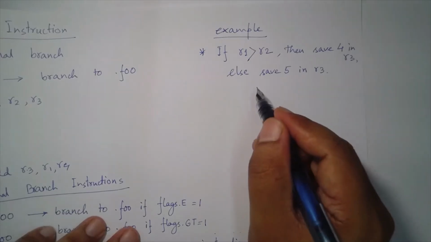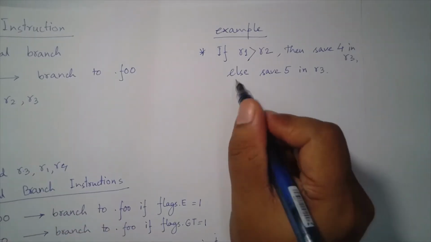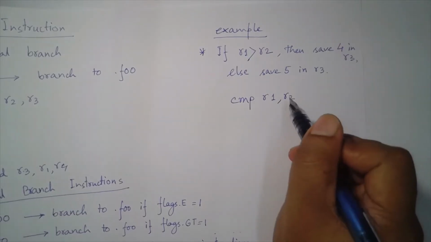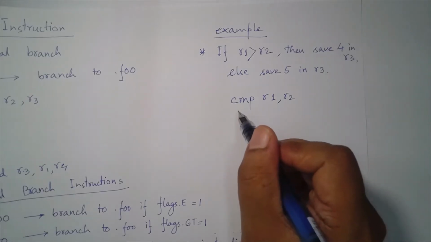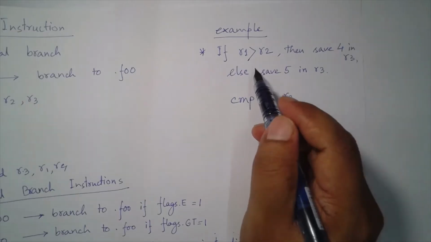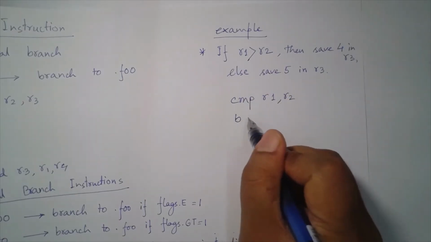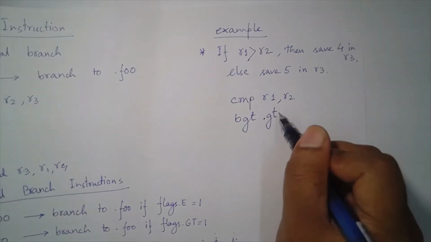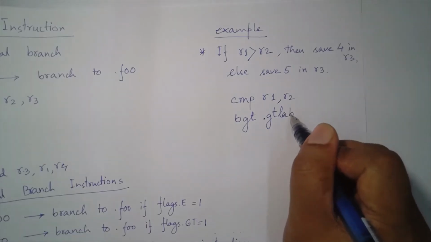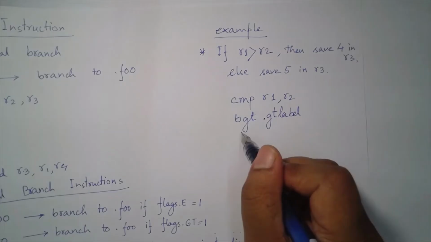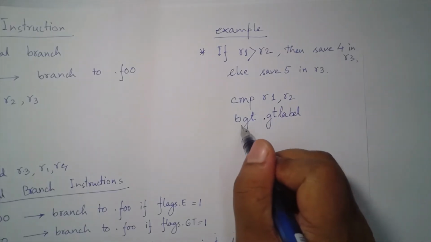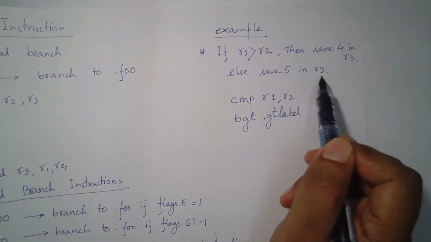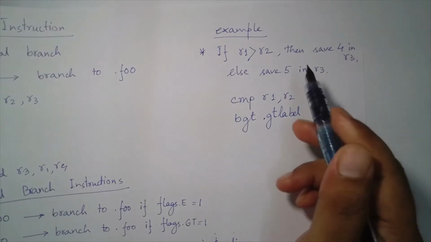So if I want to write down the assembly code for this, I will first compare these two registers. So I will be writing compare R1 R2. Then the next thing I will be doing is checking the status of the greater than flag. So basically I can branch if greater than to, let us say, this label. I just name this label as go to label. Now, if this condition is not true, if the greater than flag is not set, that means R2 is greater. So in that case this update needs to be done. R3 should be updated with 5.